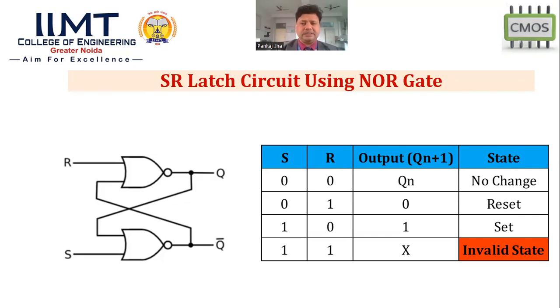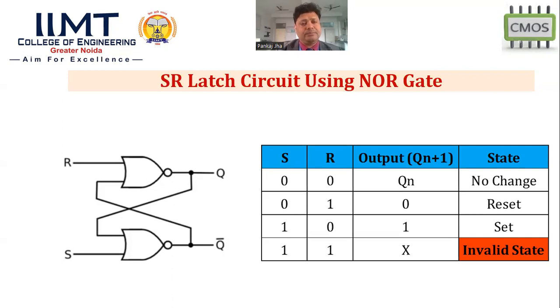Okay, let's discuss in detail. Suppose Q is 0, we have taken our previous output as 0, and the values of R and S are both 0. So what will happen? The NOR gate will produce high output if all the inputs are 0. This is the condition of the NOR gate in which high output is produced.